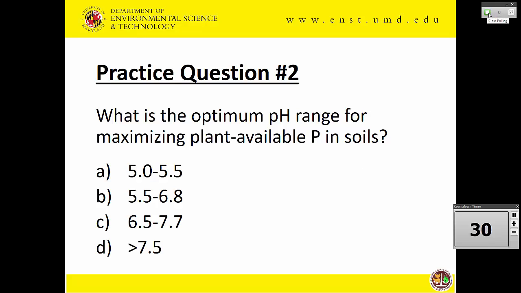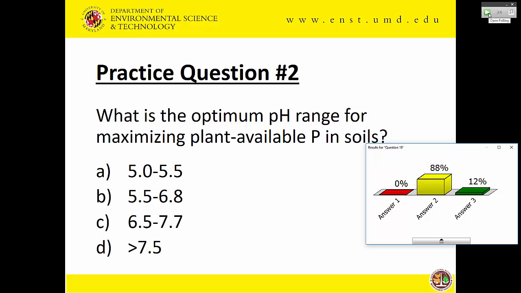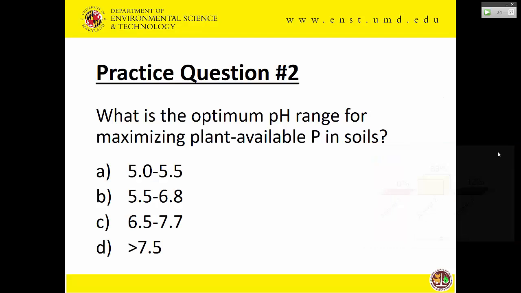So here is another question. The question is, what is the optimum pH range to maximize the plant availability? And you have 4 options. Okay, awesome. So the answer is B. So very good. I think you guys are going to do awesome.